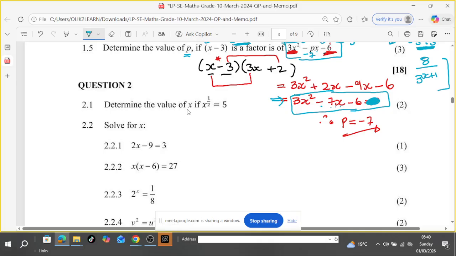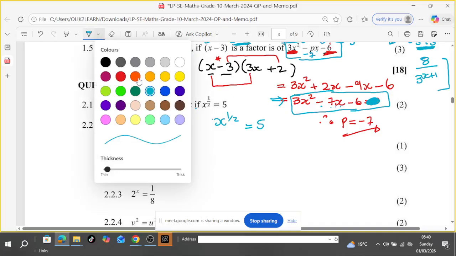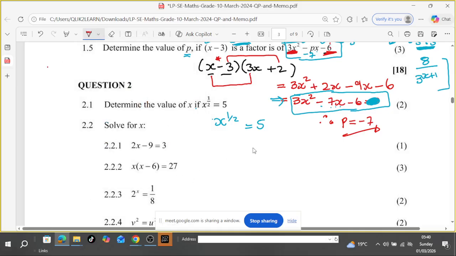Question C, determine the values of x. We are given x to the power 1 over 2 and they say this is equal to 5. So let me tell you now, the best way to do this, we need to isolate x. So when you isolate x, we multiply this guy by the reciprocal of 1 over 2, which is just 2 over 1. And then what we do on the left hand side, we need to do on the right hand side. So let me write this properly now.